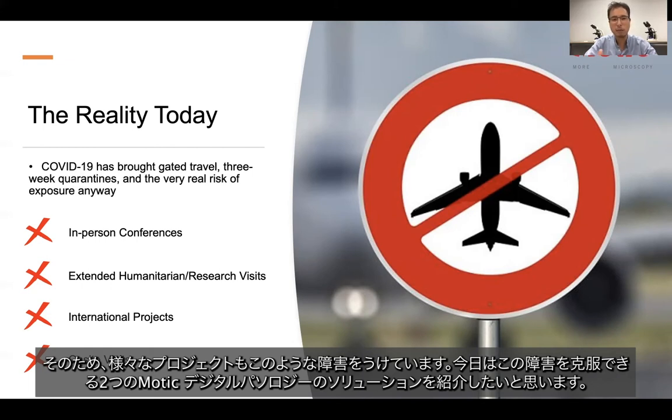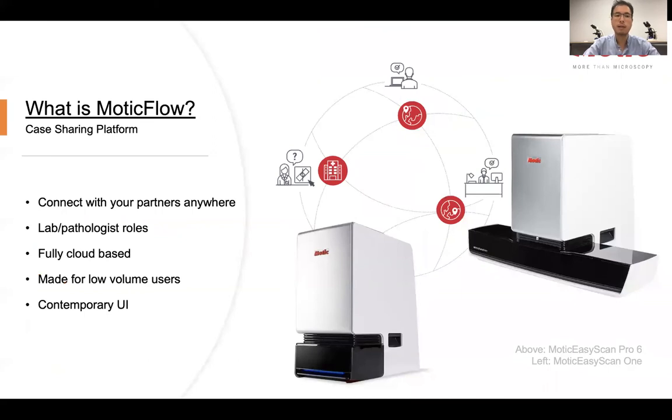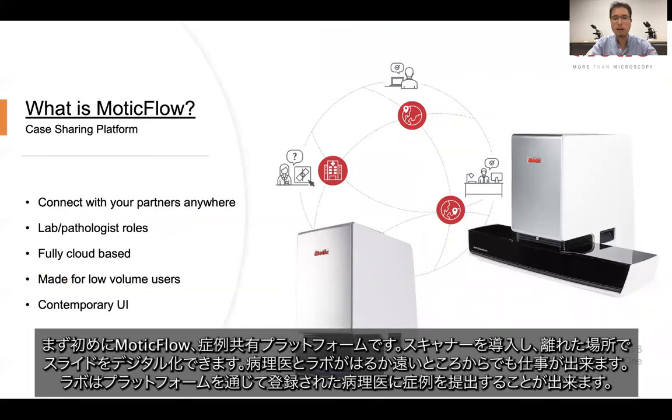And today I wanted to talk very briefly about two solutions that Motic offers in digital pathology that can help keep those projects going, or ways to help you restart those projects. So the first one I want to talk about is something that we call Motic Flow, and it's our case sharing platform. One of the ways you do this is you can deploy a scanner to digitize slides at a remote location. And so you can connect with your partners anywhere.